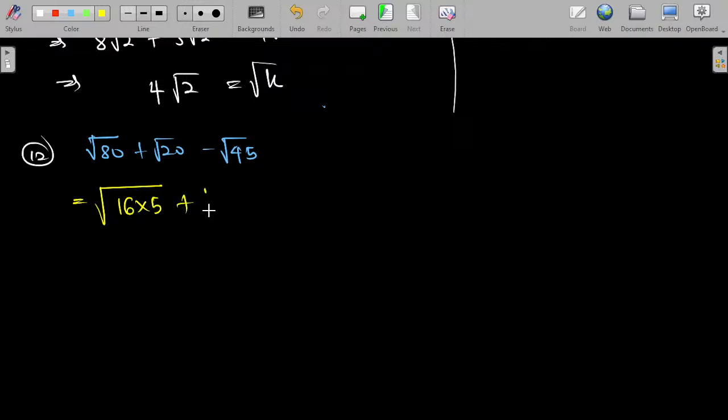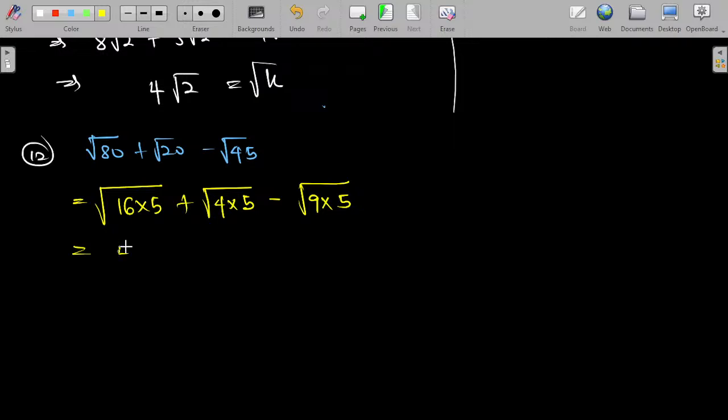Then plus here also 4 and 20, they are good to go, minus the root of 9 and 5. Did I say 4 and 20? I meant 4 and 5, not 4 and 20. What we have there is root 20. So 4 and 5 can go, and you are done.